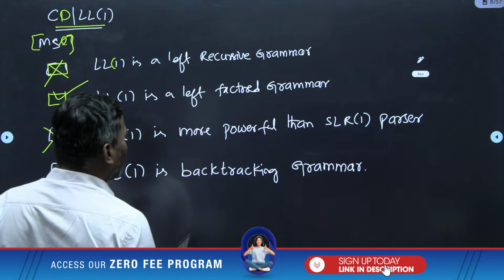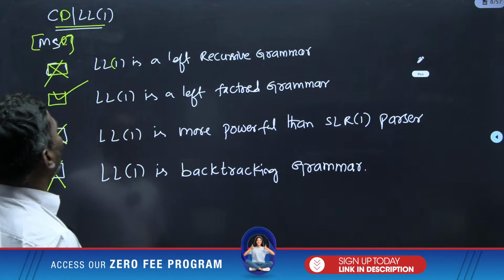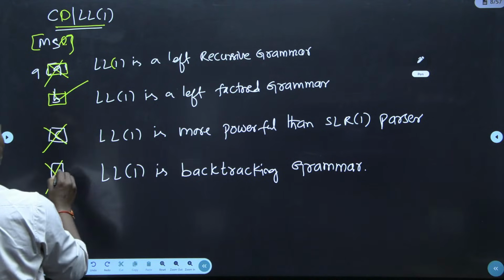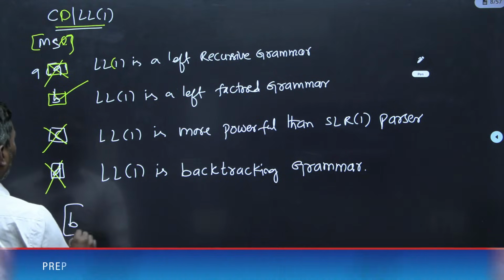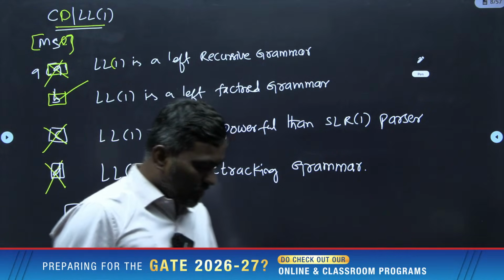Therefore we cannot say LL1 is more powerful. LL1 is a backtracking grammar? This is not backtracking, it is non-backtracking. Therefore, among options A, B, C, D, only B is correct. Only B is the right answer for this question. I hope this is clear, everyone.